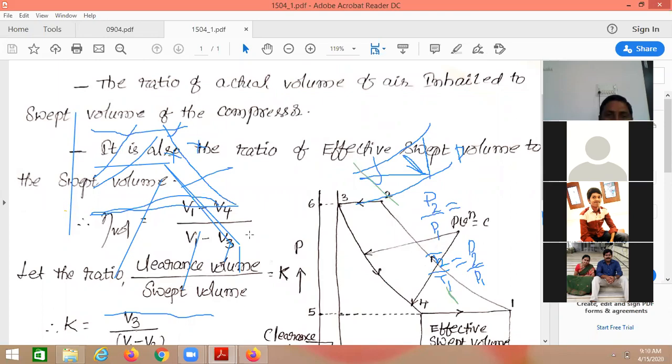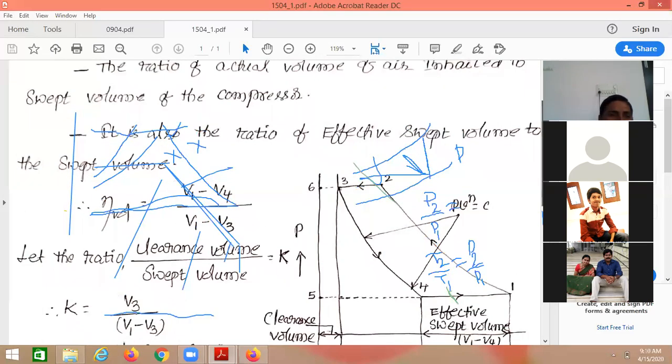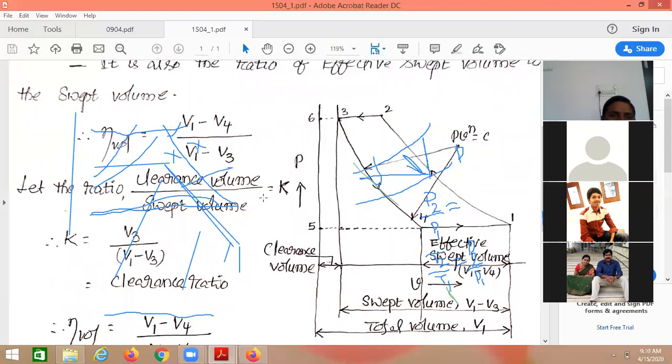Actual volume swept by the piston, actual volume of air entered. So the ratio we take it as volumetric efficiency for the compressor. Very, very important. To estimate this volumetric efficiency, one more term we are defining, called clearance ratio.